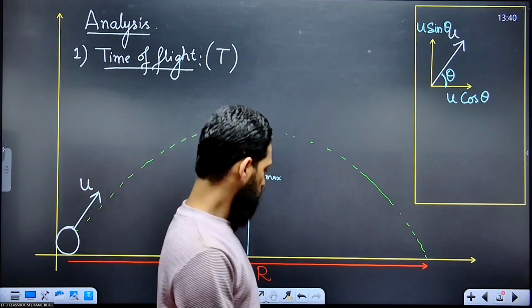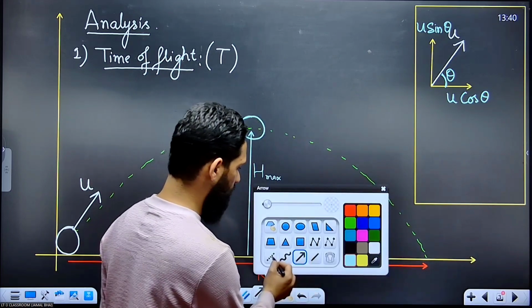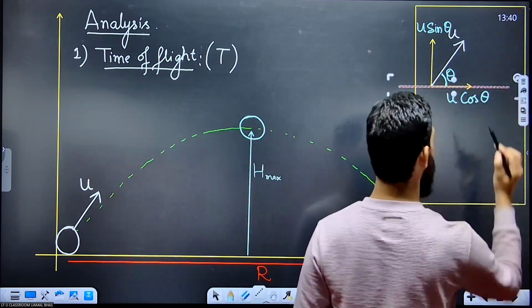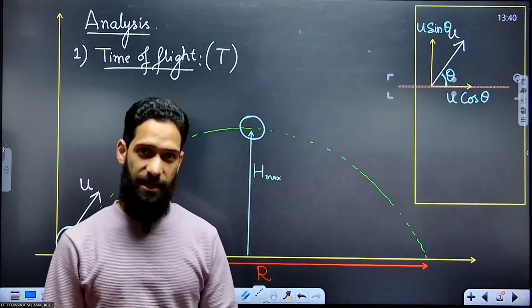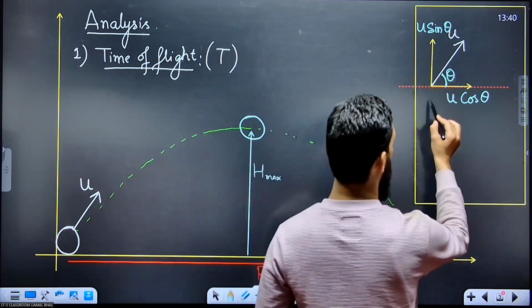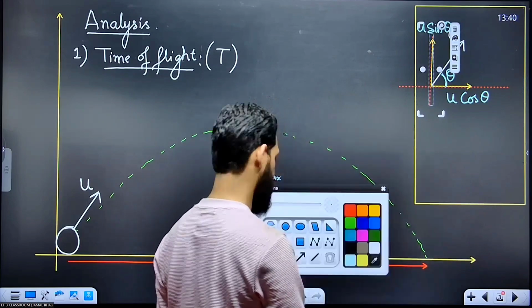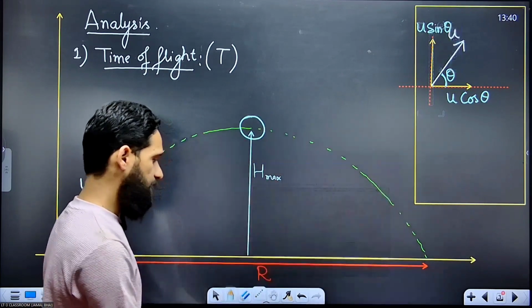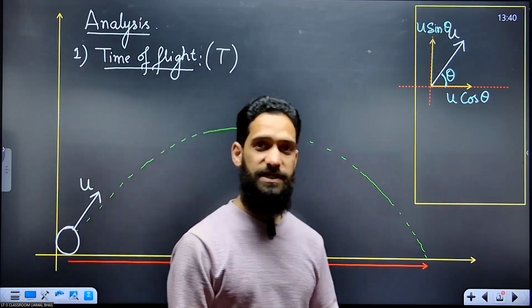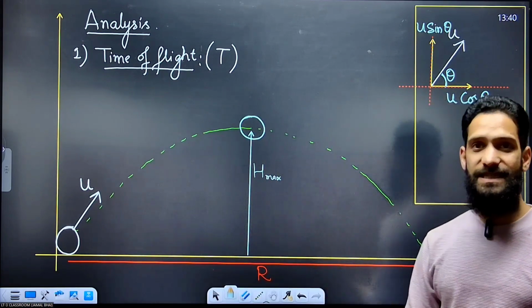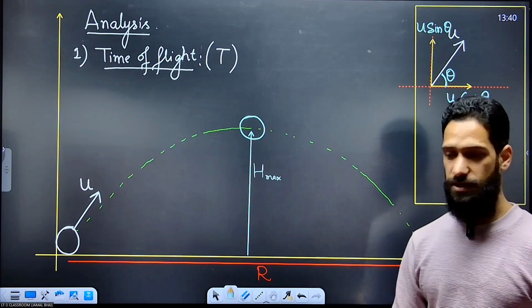So if I say there are two axes, the x-axis and the y-axis, then along the x-axis the vector has a component u cos theta, and along the y-axis the same vector has a component u sin theta. Once we are familiar with this vector resolution, or the components of the vector, we can easily study or analyze the projectile motion.